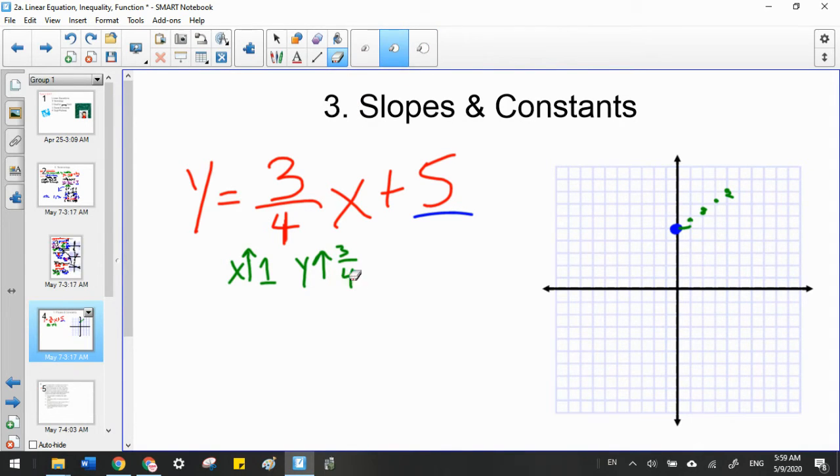Whole number slopes are easy to graph. If it's positive, it goes up. If it's negative, it goes down. But fractional slopes are a little bit harder to graph because it's hard to graph a decimal of a point. So what you get to do in a situation like this is understand the concept of slope as a function of the change in y value over the change in x value.